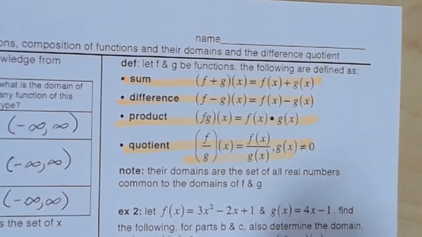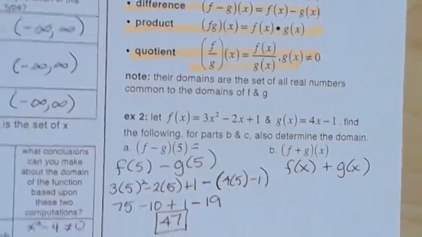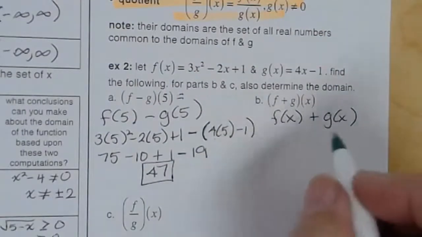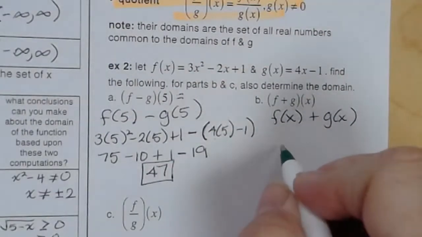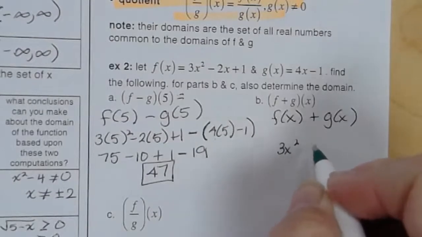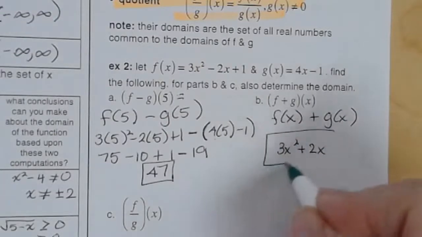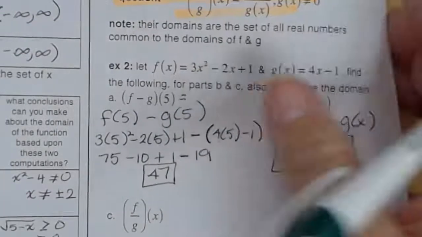Then we go to the next one. This just means f of x plus g of x. No number to plug into x. So if we look at that, we're just going to combine like terms. So this would be 3x squared plus 2x, and then the positive 1, negative 1 cancel each other out. And that's what we would get for that one.